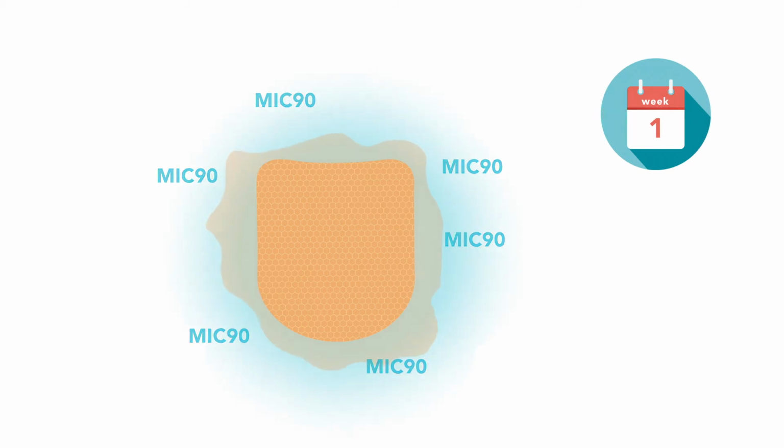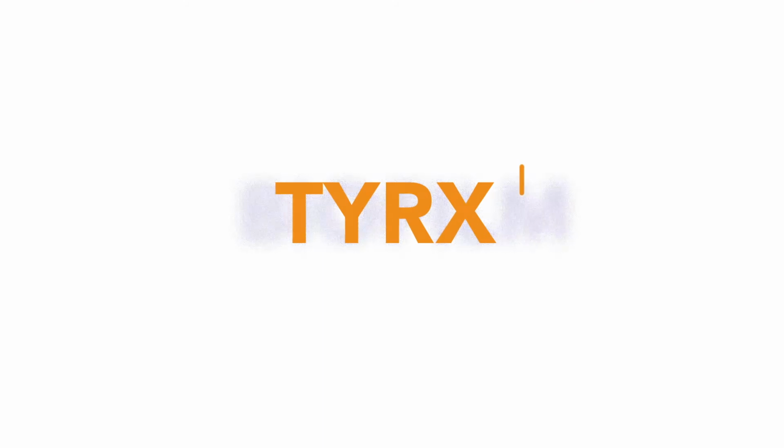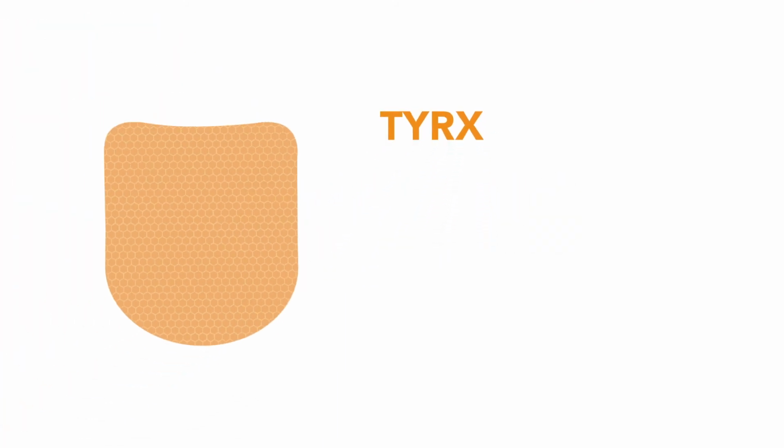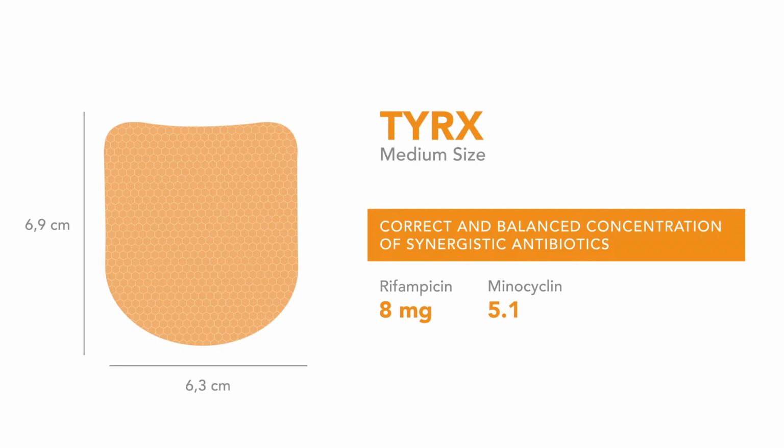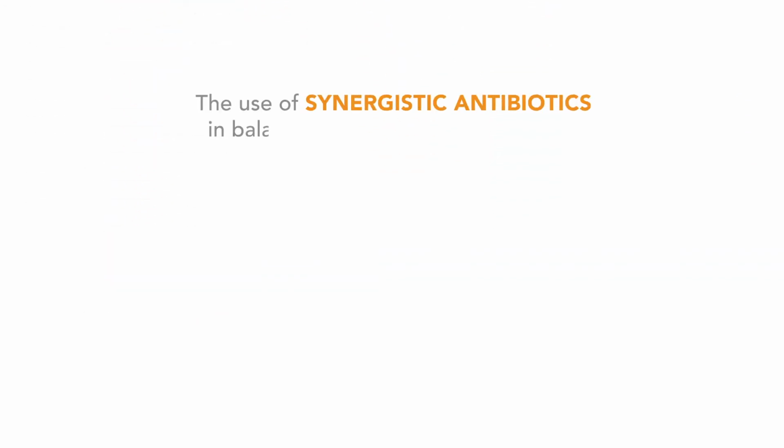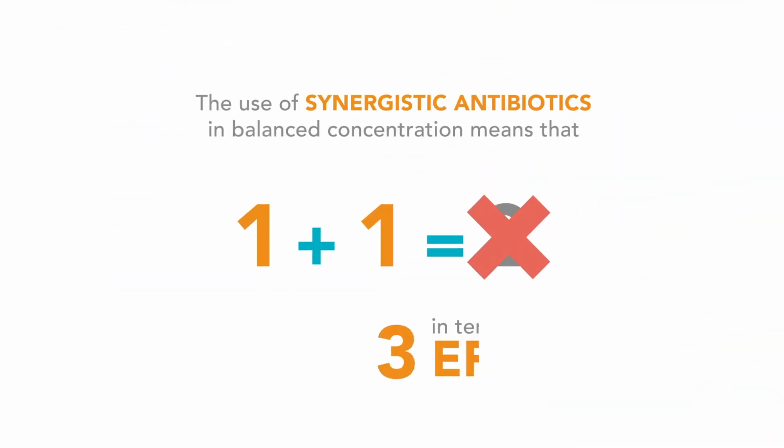Most importantly, this polymer features daily release of the optimal dosage of the two antibiotics. This ensures the maximal efficacy of the antibiotics while avoiding antibiotic resistance. The whole envelope is absorbed in about 9 weeks. Tyrx considerably reduces the formation of biofilm. Tyrx, the absorbable antibacterial envelope, is available in two versions: medium for pacemakers and large for implantable defibrillators, both with a correct and balanced concentration of the two synergistic antibiotics, namely rifampicin and minocycline.